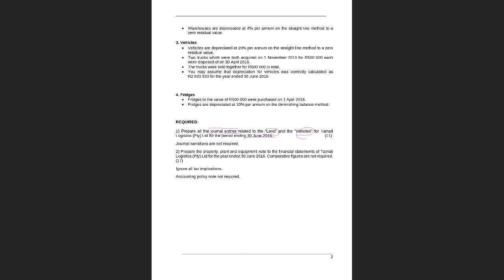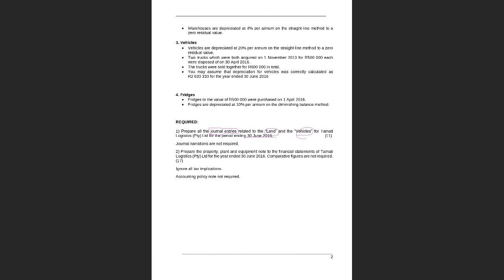The dates when it comes to PPE is very important. Please make sure you understand how to do a timeline, okay, and to draw a timeline. So look at the dates carefully and make sure that you get the dates correct. Sometimes if you get the dates wrong, all your calculations are wrong. So please look at the dates carefully.